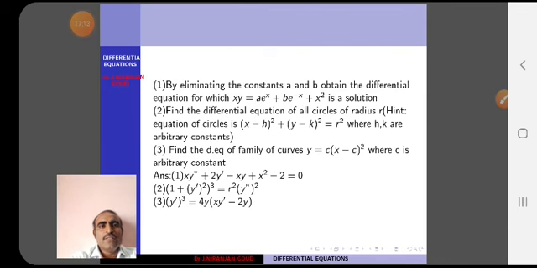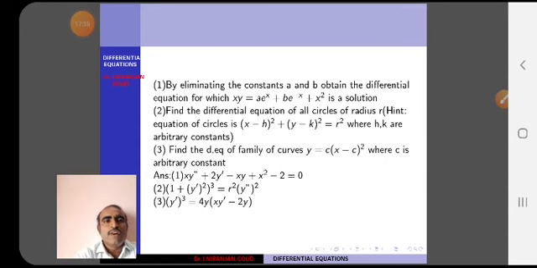So first write this equation as xy minus x square is equal to a e power x plus b e power minus x. After the second derivative, you will get a e power x plus b e power minus x. So write this as xy minus x square and simplify, you will get the differential equation.